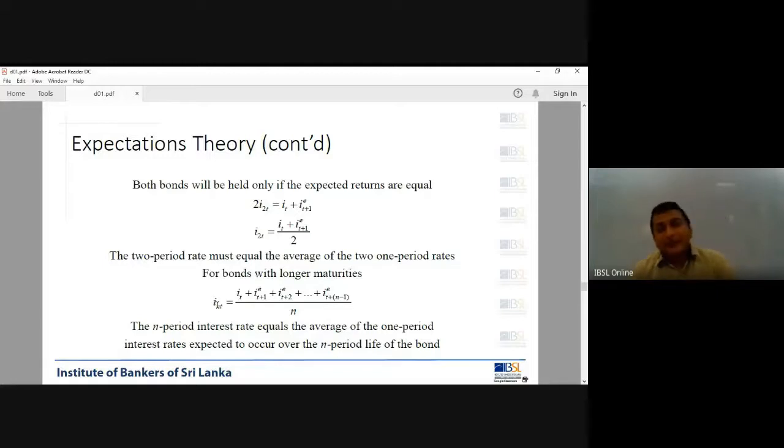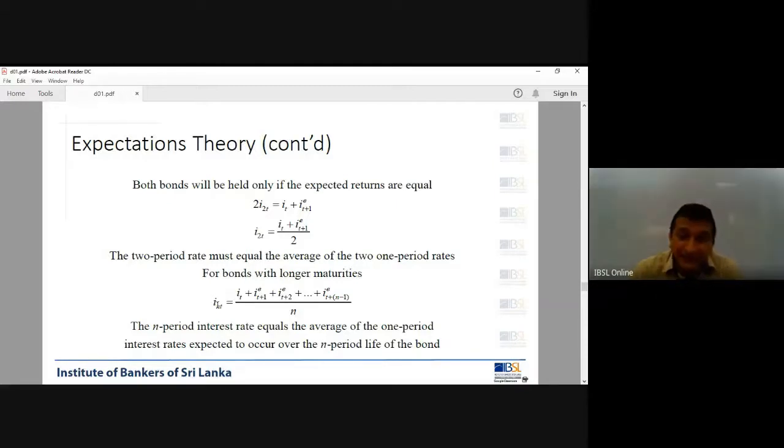Let's take a 3 period example: the first 1 period rate is 6, the second is 8, the third is 10. So what you are seeing here is 6, 8 and 10. 6 plus 8 is 14, plus 10 is 24, divided by 3. The answer is 8. So any investor who wants to invest in 1 period bonds for 3 years is indifferent if today's 3 period interest rate is 8.